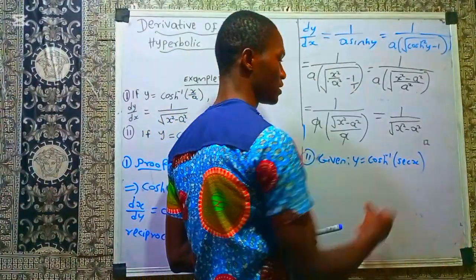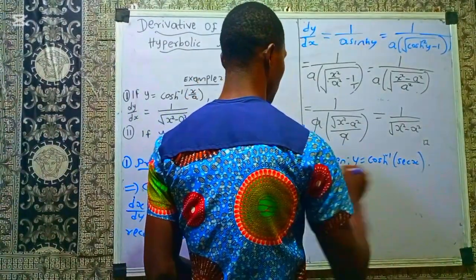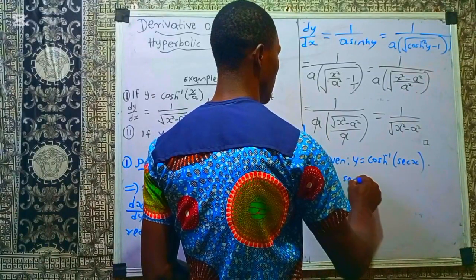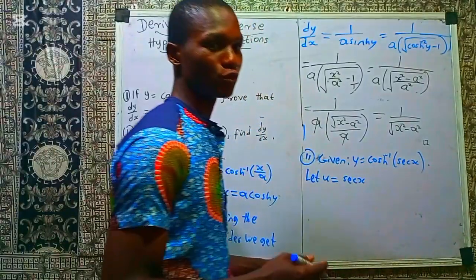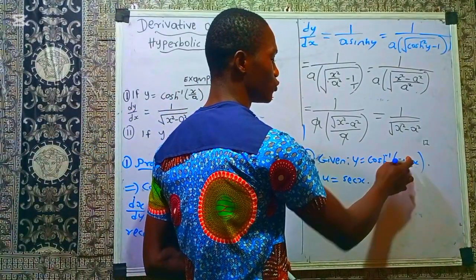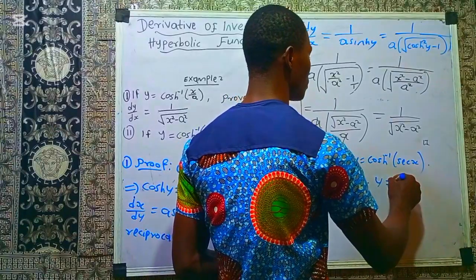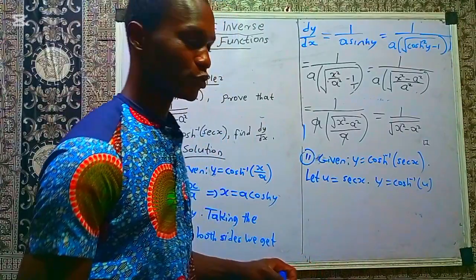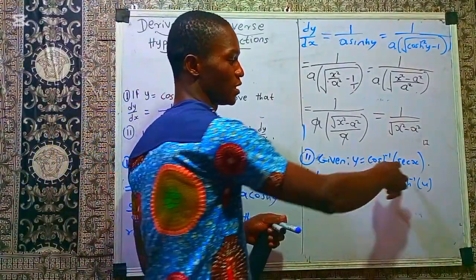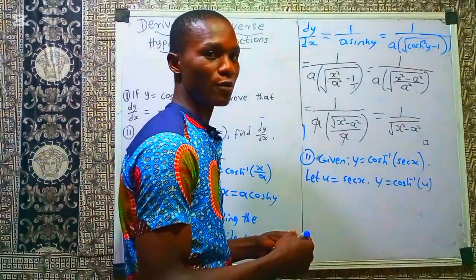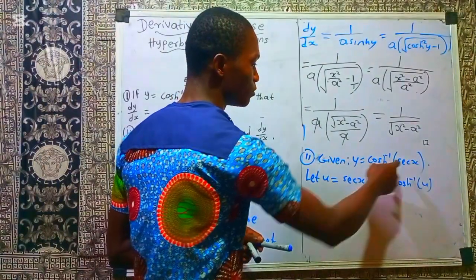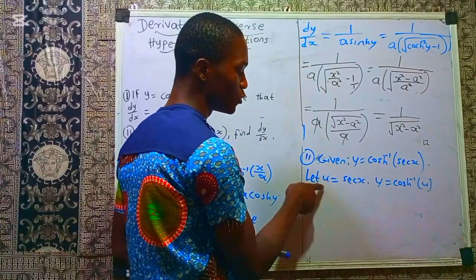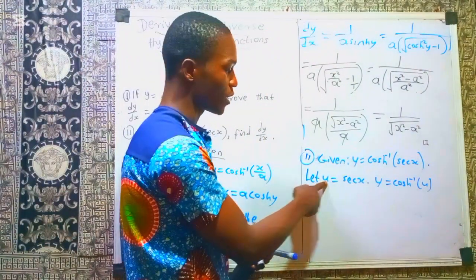So what is the quantity inside? I will call it something. I will say let u be equal to this quantity inside, sec x. So I've called this quantity u. If I replace this sec x with u, what will be my y? My y will be equal to hyperbolic cosine inverse of u, because I'll replace this quantity with u, right? So now I will differentiate the inside, which is sec x. I've called it u. I'll differentiate it. So u is now the dependent variable while x is the independent variable.